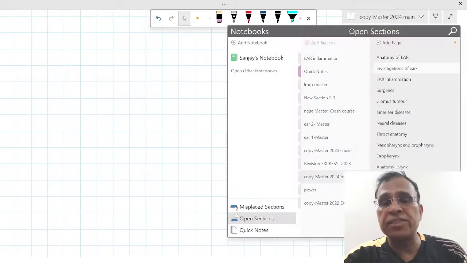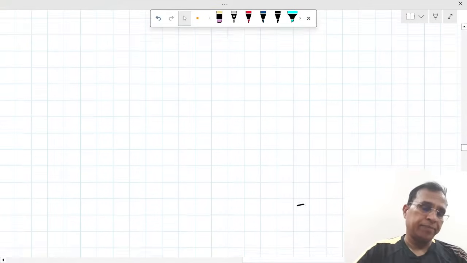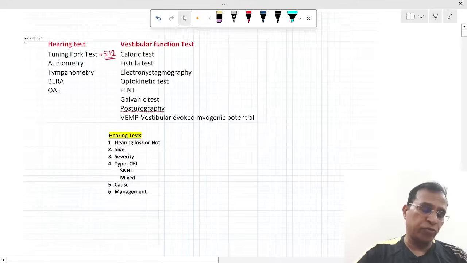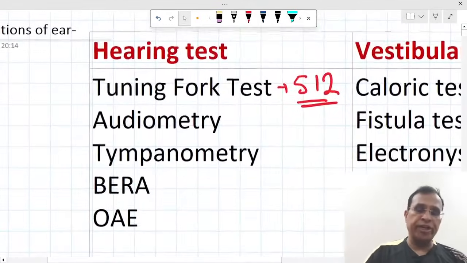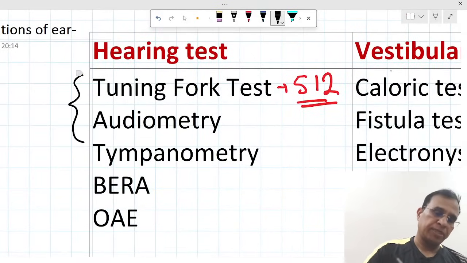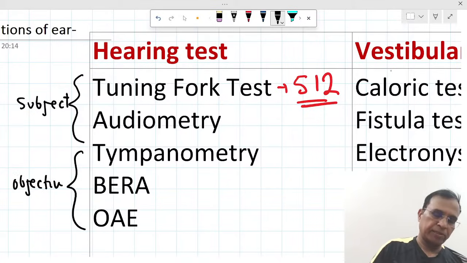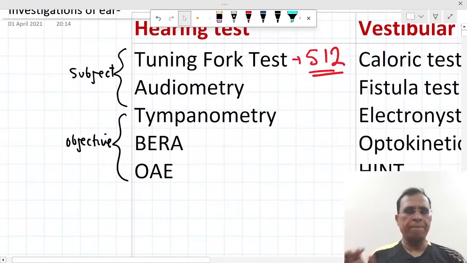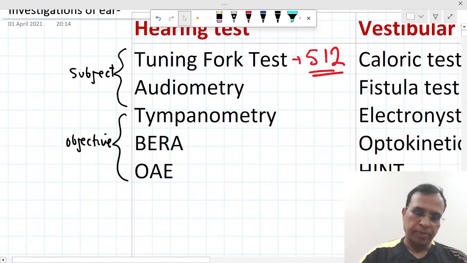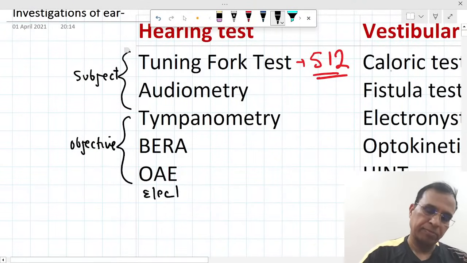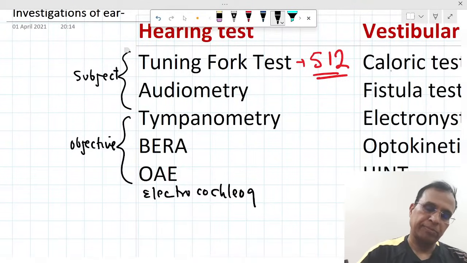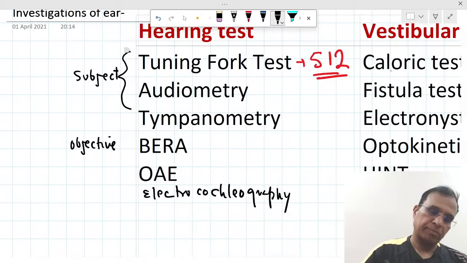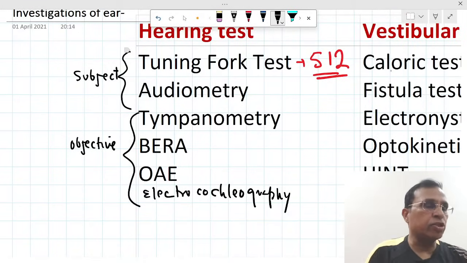Subjective and objective test for hearing. See, these are the 4 tests for hearing. First 2 are subjective, and these 3 are objective. This is a complete list. I think this answers your question.